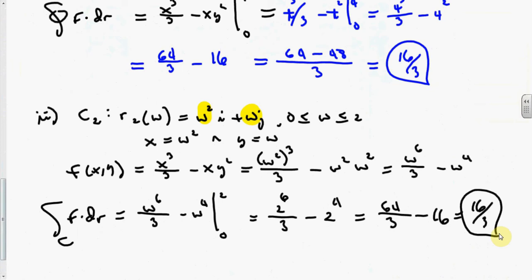So if you're looking for the line integral, if the vector field is conservative, find the potential function and then just simply evaluate the potential function at the limits of integration, and you get the value for the line integral.